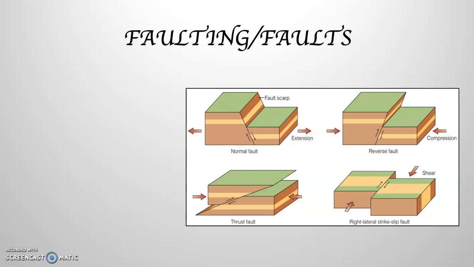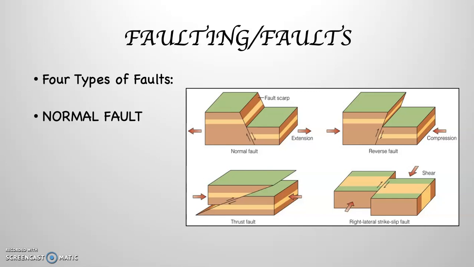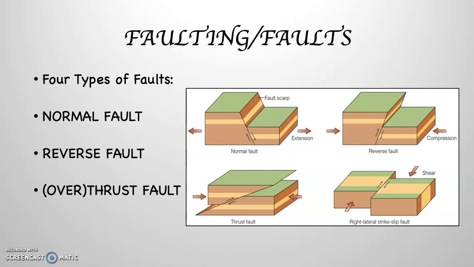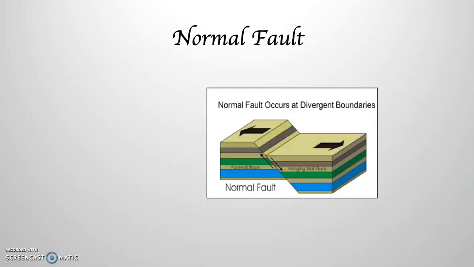Faulting or faults occur when there is a crack, fracture, or breakage zone in the Earth's crust and slippage occurs. As you can see in this diagram, there are four types of faults. Those four types of faults are the normal fault, the reverse fault, the thrust or overthrust fault, and the strike-slip fault, which is very similar, of course, to transform movement within the concept of plate tectonics theory.